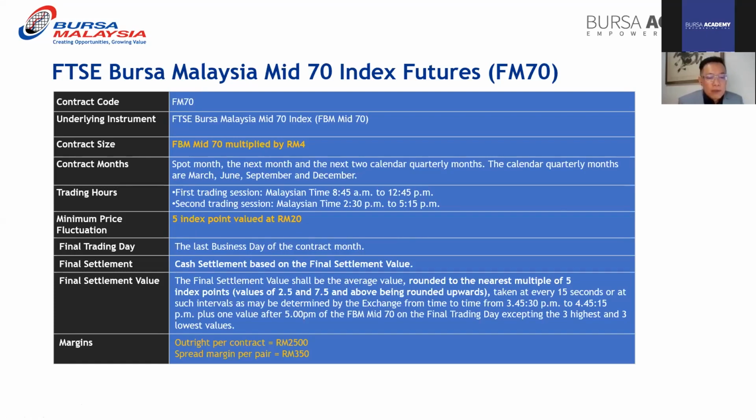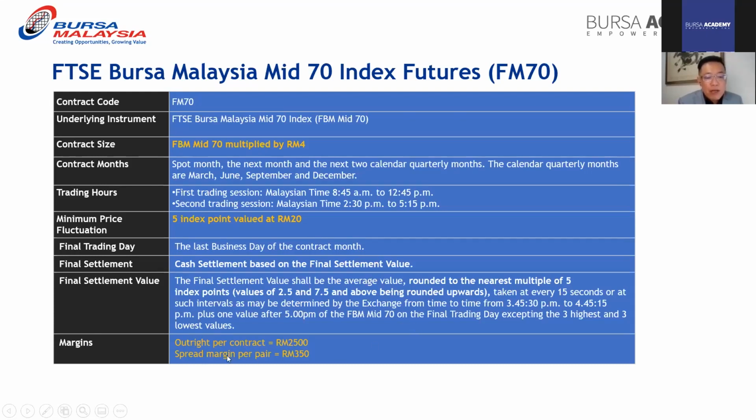The other thing I wanted to share with you also is here, margins. We spoke about margins in the last session. Margins are basically the minimum deposits that you need to hold one contract in any particular futures contract. So for FM70, the minimum to hold one outright contract is 2,500. That's the minimum capital to hold one contract in the FM70 futures contract.